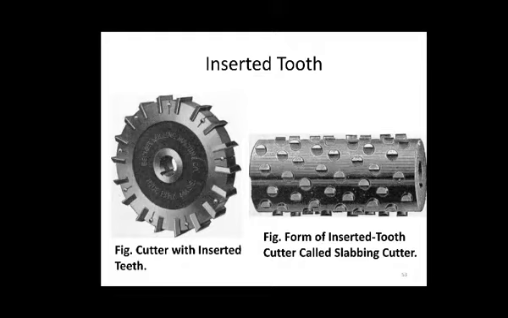Now next is the inserted tooth cutter. Only cutters made from a single piece of tool steel have been considered so far. In large cutters, however, the cost of the steel becomes an important item, and there is the ever present danger of losing a large amount of labor by breakage when hardening.